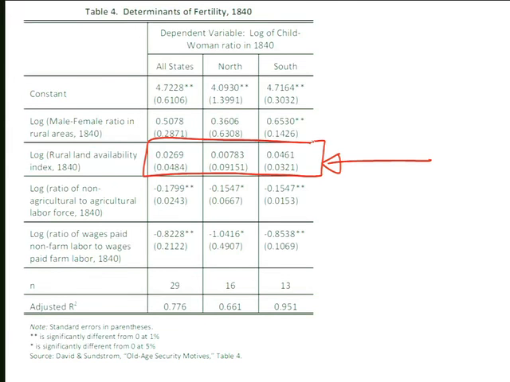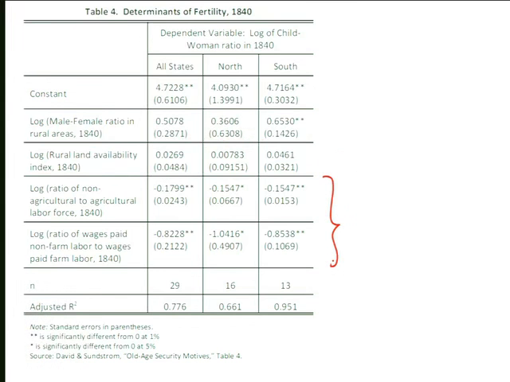On the other hand, if we look instead at the variables that the old age security motive suggests would matter, which are these last two variables, the first one being the ratio of the non-ag to ag labor force, so that's some measure of the number of jobs, and the second being the ratio of wages, non-ag to ag, those are the things that are measuring labor market opportunities. So we're measuring both some measure of the quantity of jobs, that's the first one, and the wages in those jobs, that's the second. And in that case, are those variables statistically significant, yes or no?